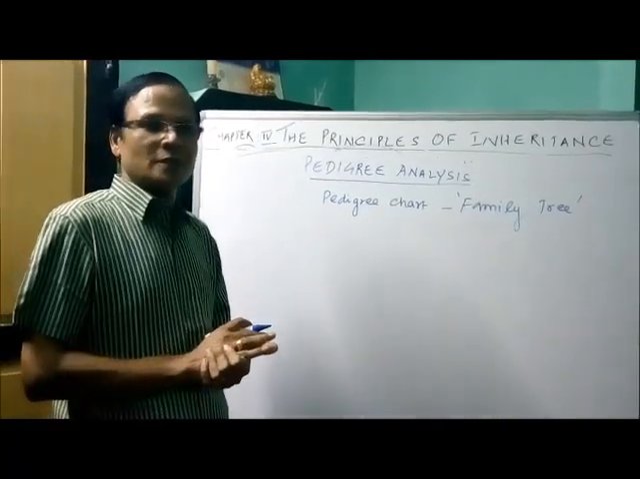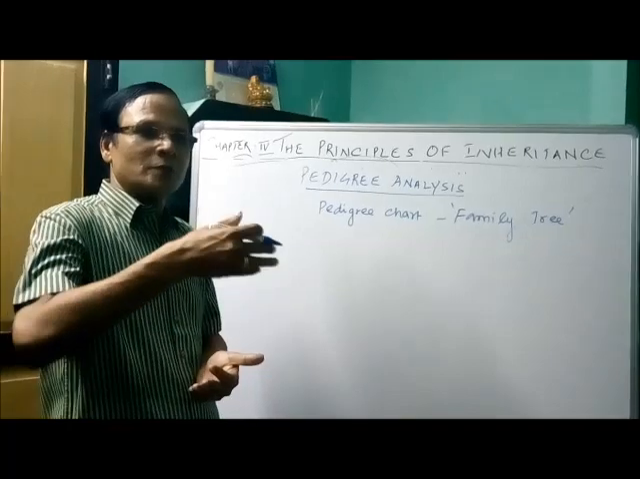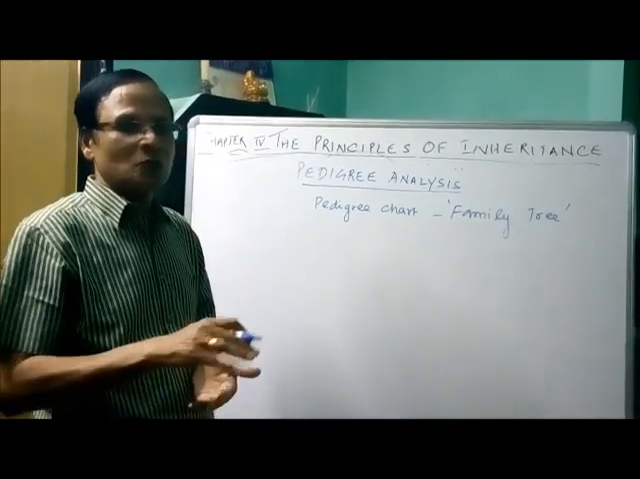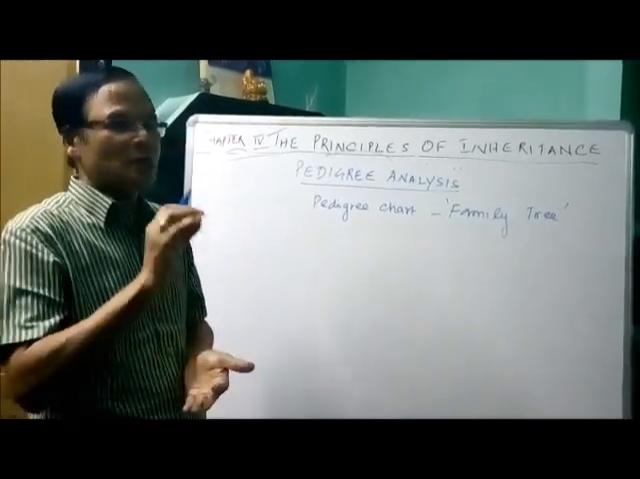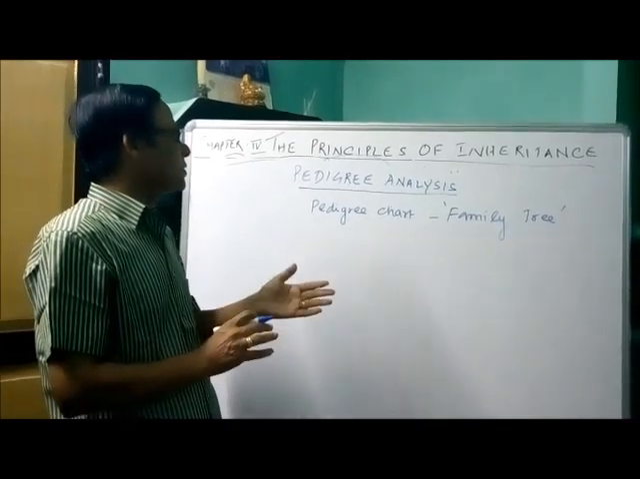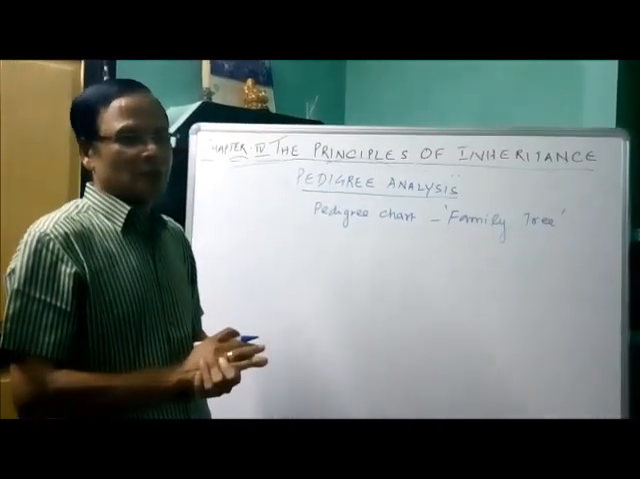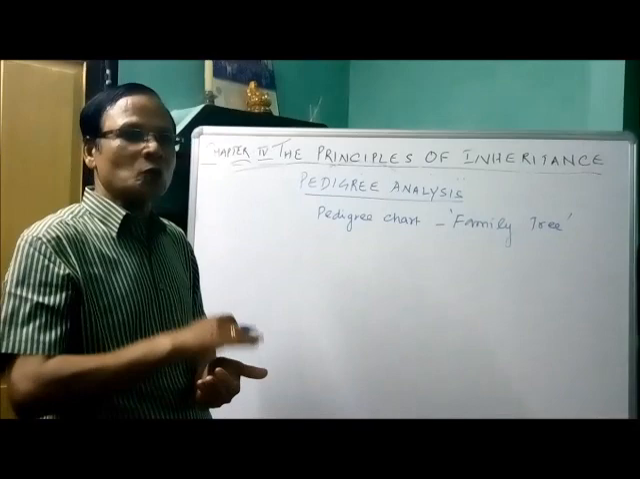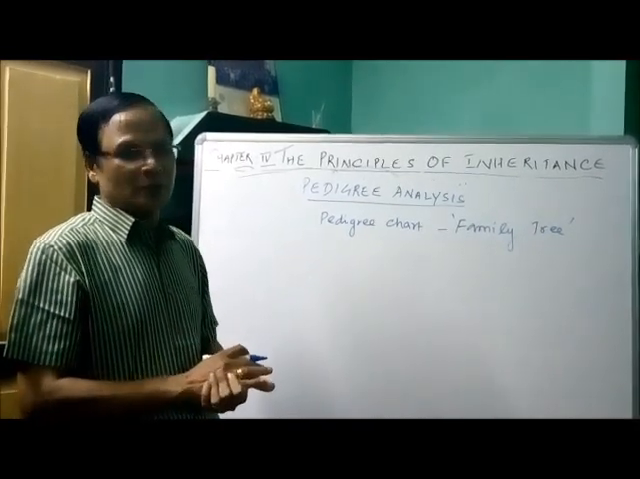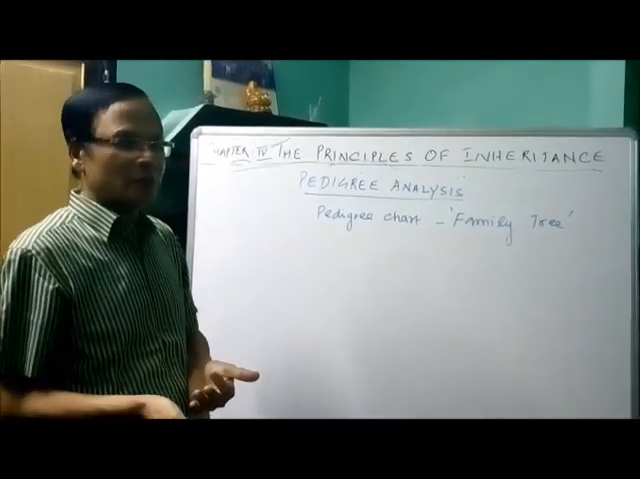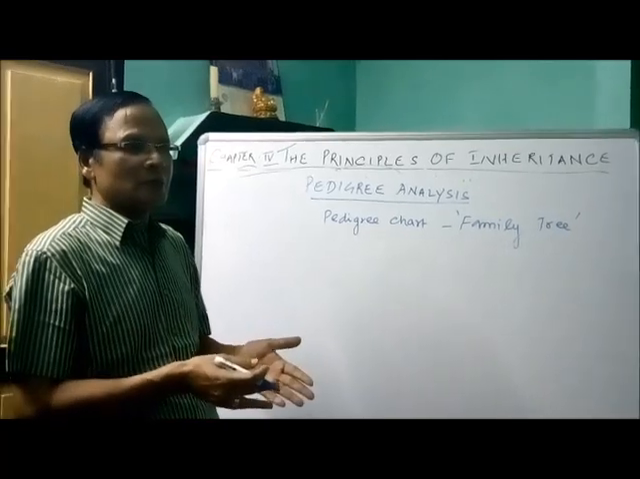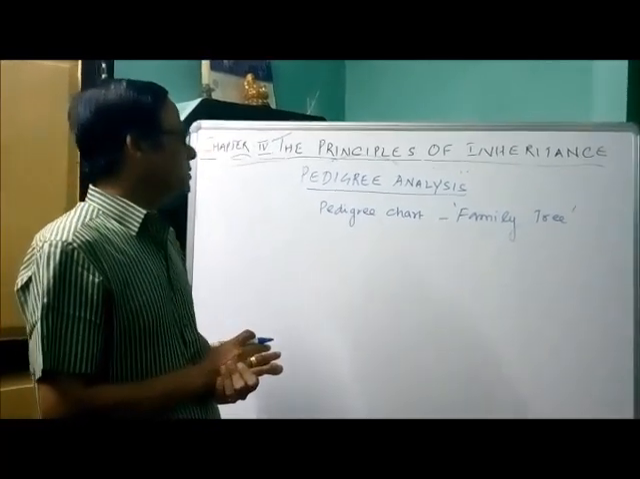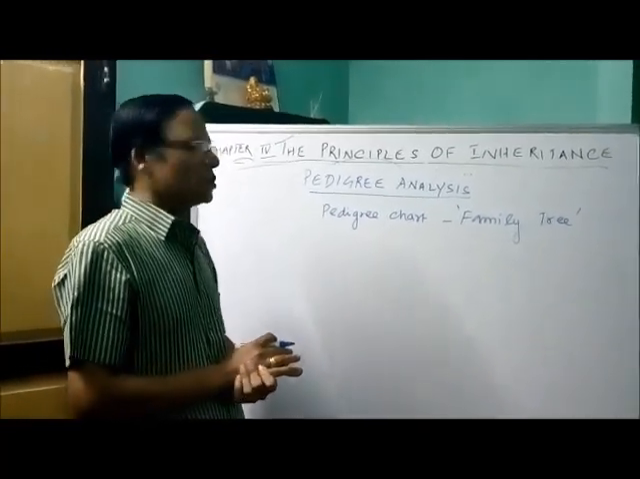How far the trait is transmitted from the previous generations to the present, that is why it's called pedigree analysis. It helps to identify the course of genetic disorders from the past till the present. That is called pedigree analysis or pedigree chart.